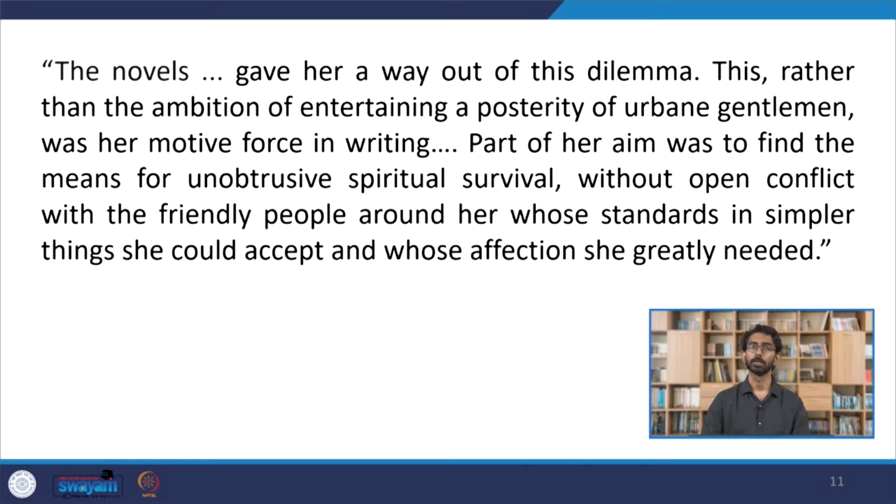In Harding's words, Jane Austen's novels gave her a way out of this dilemma. This, rather than the ambition of entertaining a posterity of urbane gentlemen, was her motive force in writing. Part of her aim was to find the means for unobtrusive spiritual survival without open conflict with the friendly people around her, whose standards in simpler things she could accept and whose affection she greatly needed.